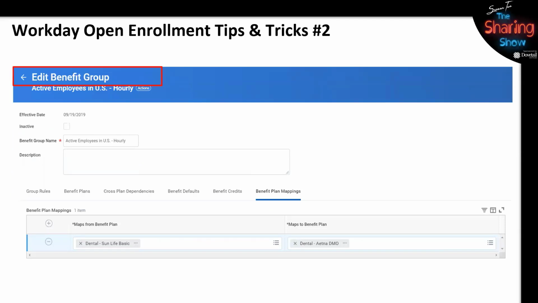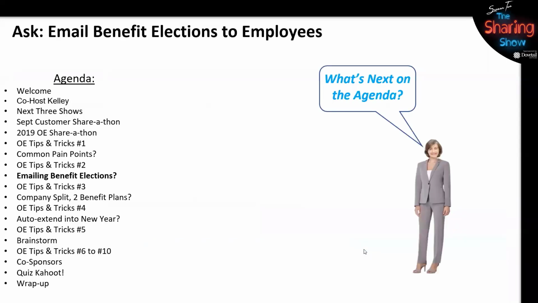So the plan mapping functionality is located on the benefit group setup. If you go to edit benefit group, there's a tab for plan mapping. You can see this particular example is a dental plan, so I'm mapping my Sun Life Dental to my Aetna Dental. That will basically take the enrollments: if someone was enrolled in the Sun Life basic plan for employee only, then in the new plan year, they will be defaulted into the Aetna plan. And then of course, they'll have the opportunity to change that if you give them that, et cetera. It's a great way to take some of that work out of launching a new plan.